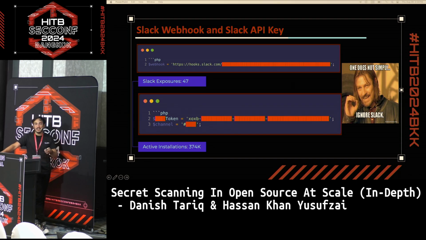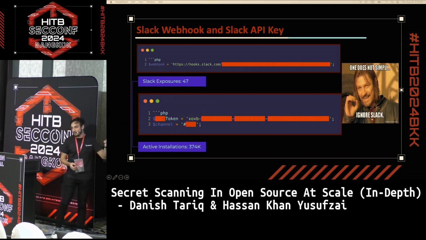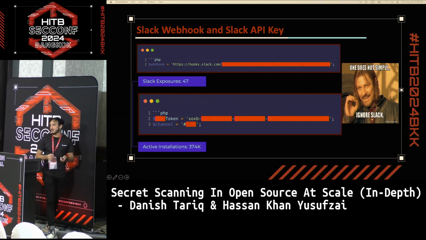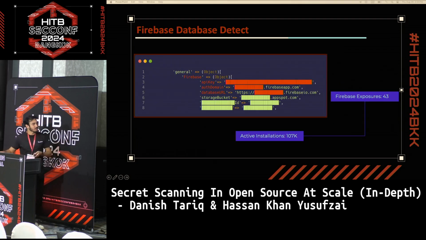Slack exposure was another blunder that I have seen, and I was really shocked to see how someone could just leave their Slack token out there. You can make API calls, you can post something to a specific channel. Of course, you have to figure out which channel it could be used for, but it is very interesting to see.